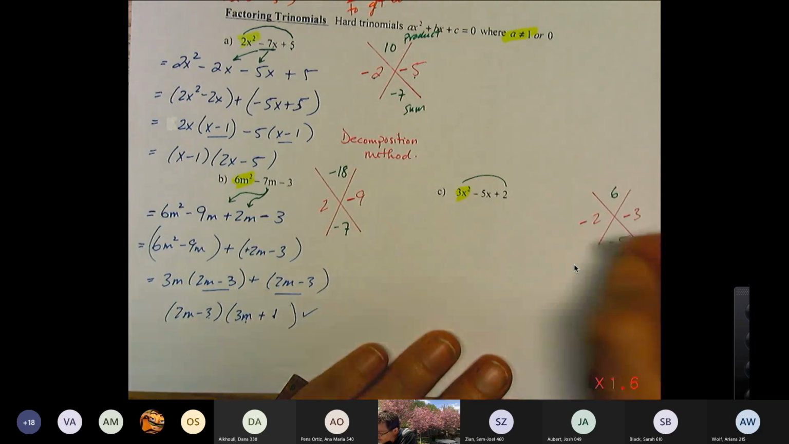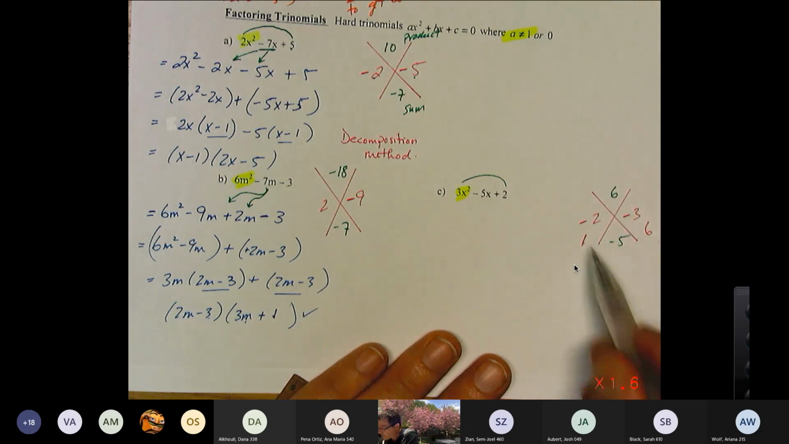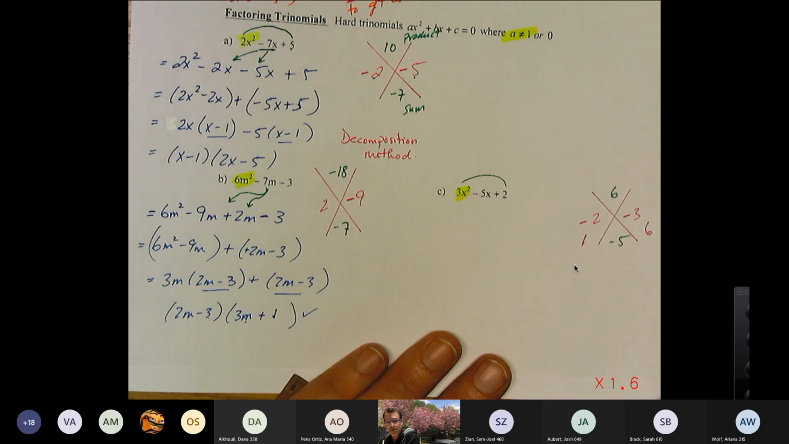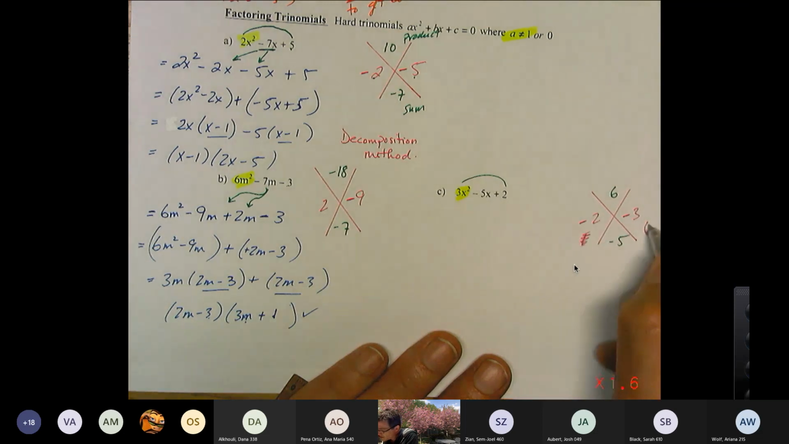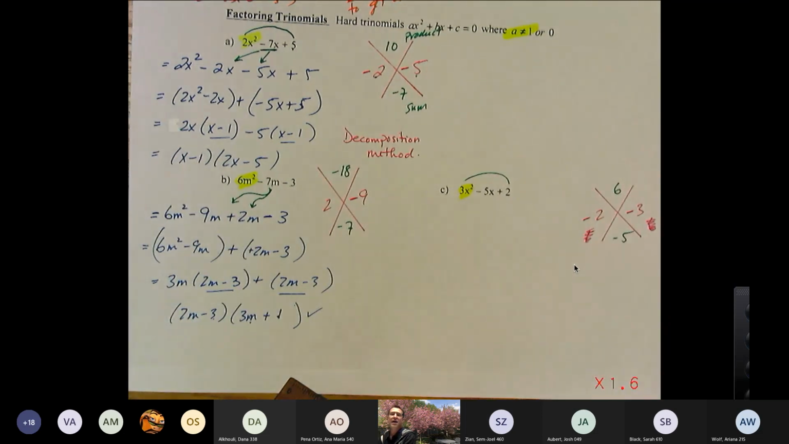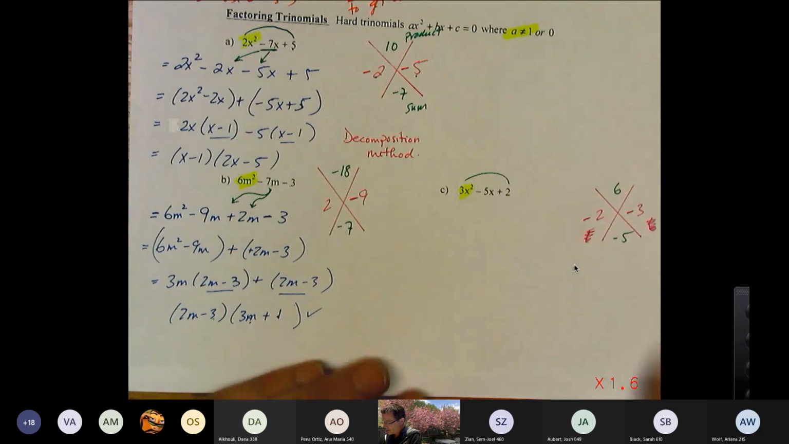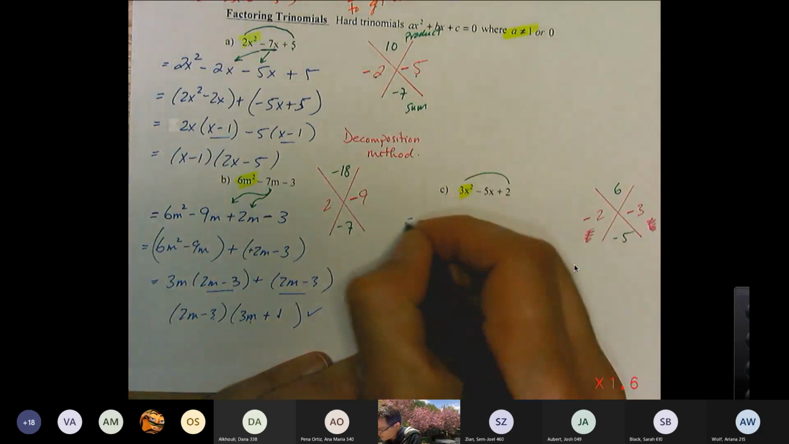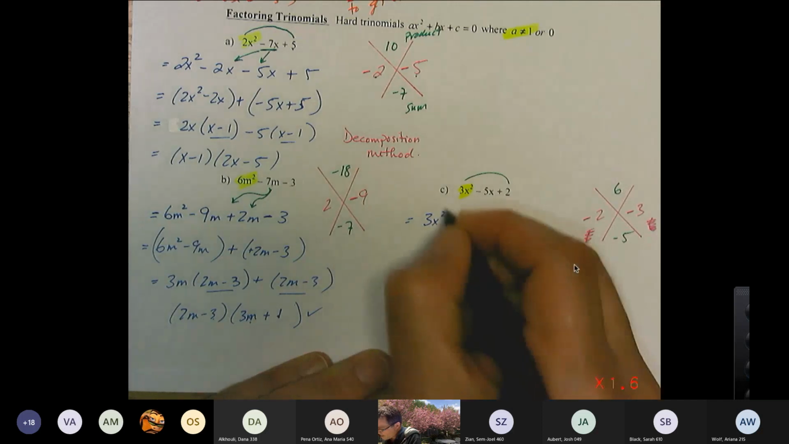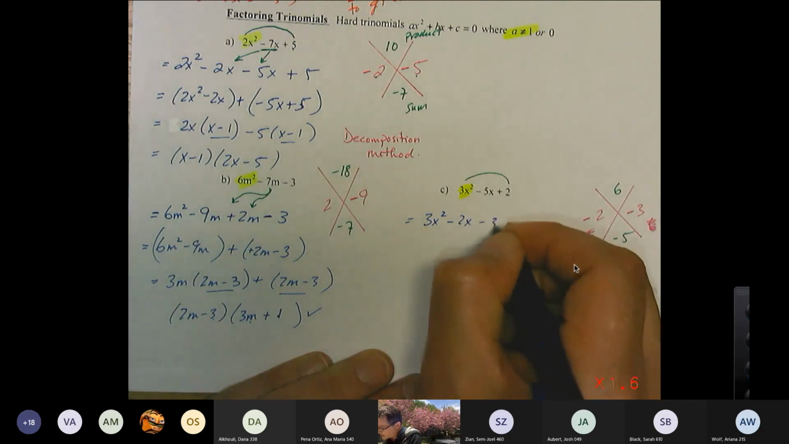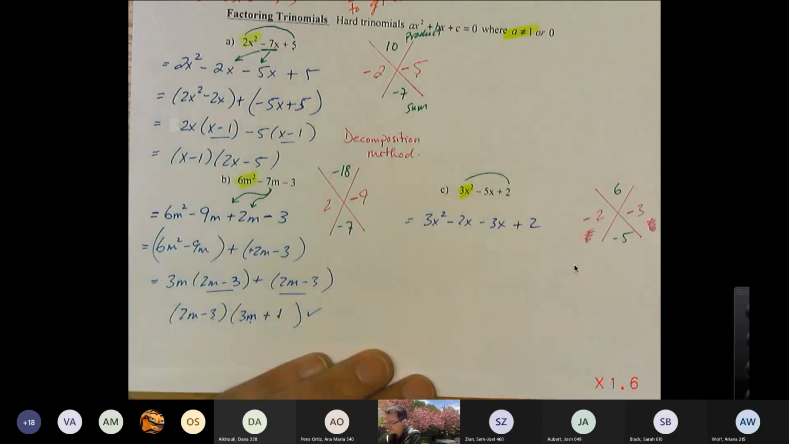If you tried 1 and 6, then to be able to give you the positive 6, they'd both have to be positive. But to get the negative 5, it wouldn't work for you. So you would have noticed that these didn't work out, and then you'd have to keep looking. And eventually, hopefully, you'd get the 2 and the 3. Using decomposition, 3x squared minus 2x minus 3x plus 2.